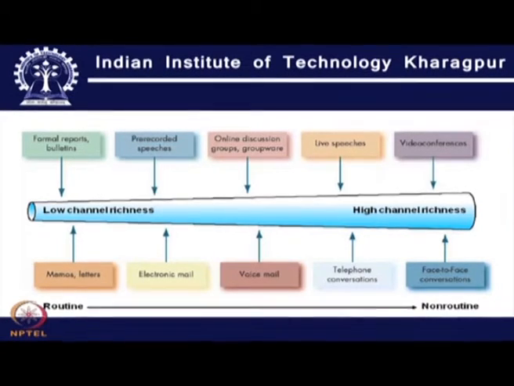When you're talking of formal reports and bulletins, these are highest in terms of data capacity, but low in terms of channel richness, because lots of data is shared, and we do not have the feedback about whether people are understanding what is being communicated to them or not. So as we move up in the channel richness domain, the data capacity of the medium becomes low. When you are low in channel richness, the data capacity is somewhat high.